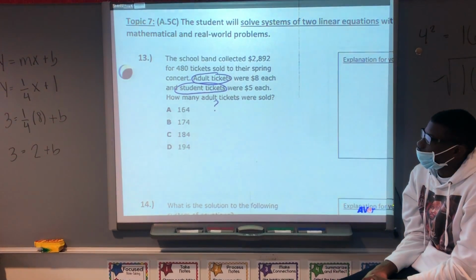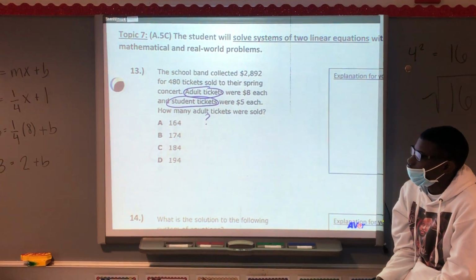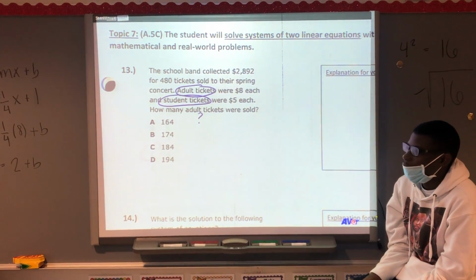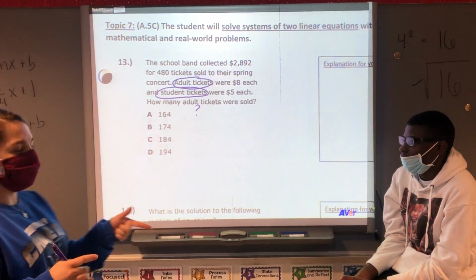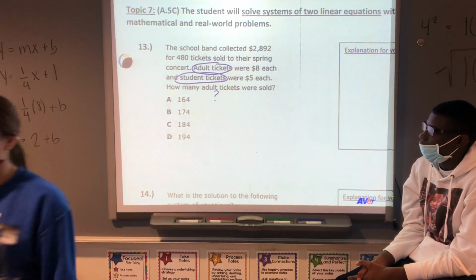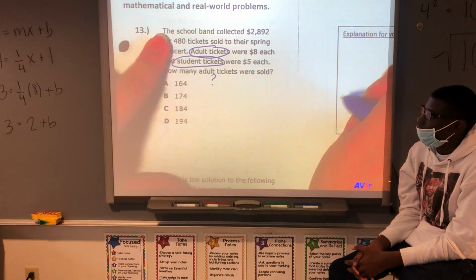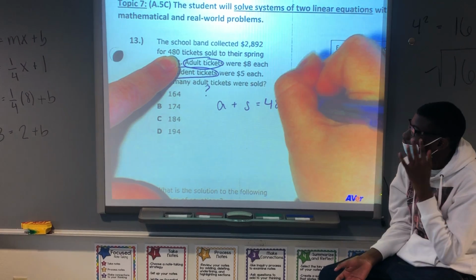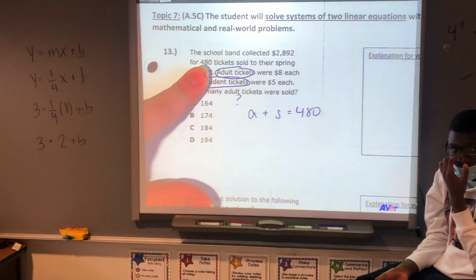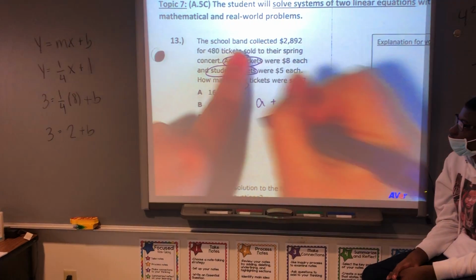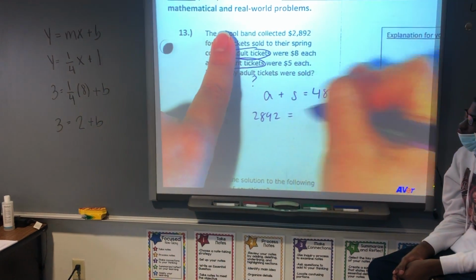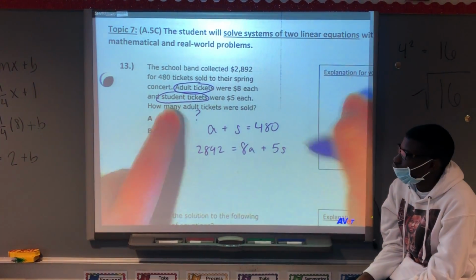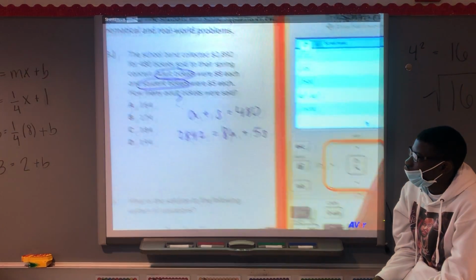So, for those of you virtual students, I'm going to show you something that we are able to do on our calculator whenever you are here at school. So technically you'll be able to use this on the EOC, on the STAR test. I'm showing this to you now, so you know it for later. If you have adult tickets and student tickets, it said that there was 480 total of them, and then we had $2,892 total. You have $8 per adult ticket and $5 per student ticket. So then I get my handy dandy calculator.